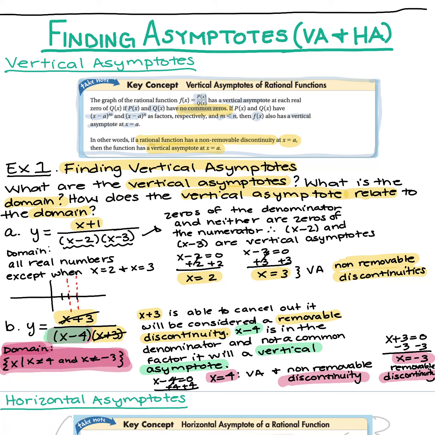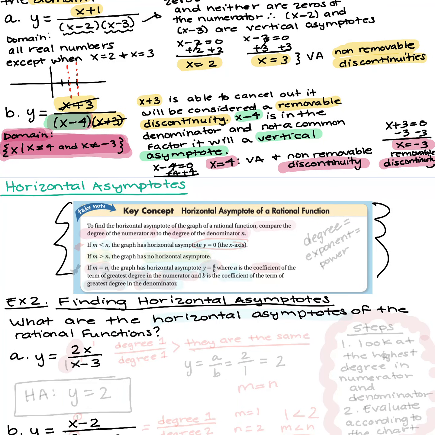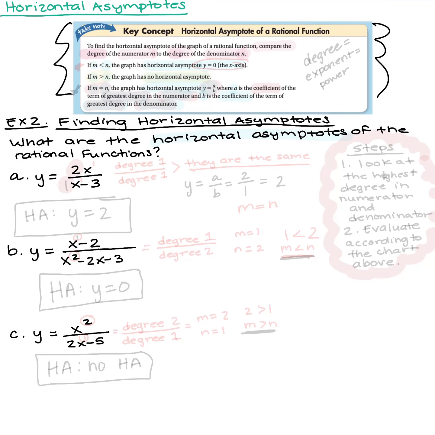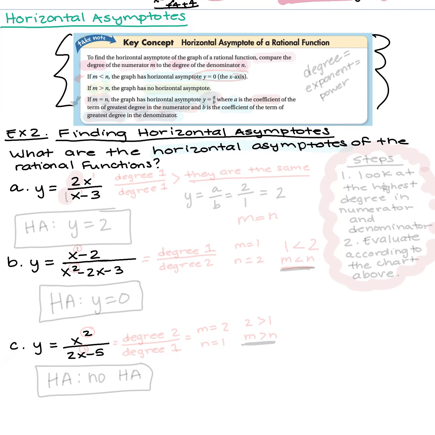Now, again, this part right here, I would have printed it out and have you guys cut it out and put it in your notebooks to make sure you copy this, because you are going to have to refer to this when finding the horizontal asymptotes, because it gives you important information with regards to this.